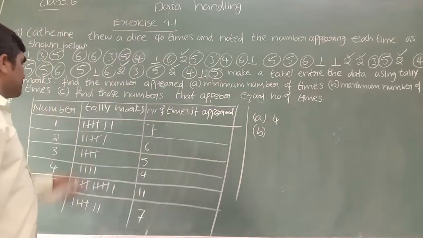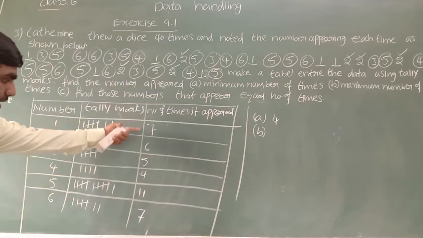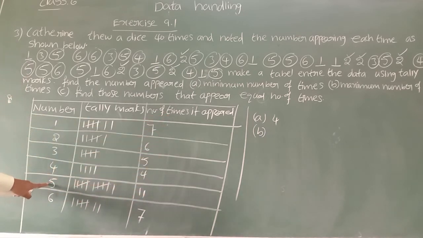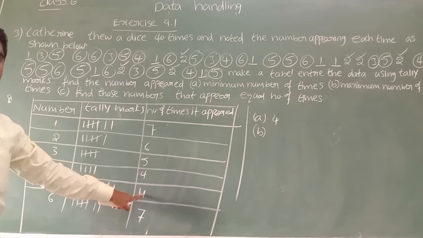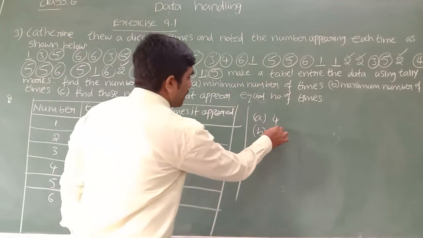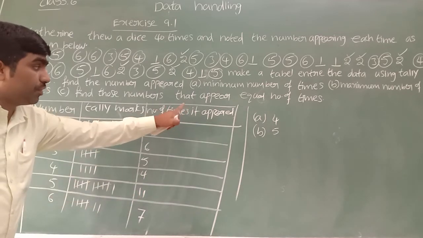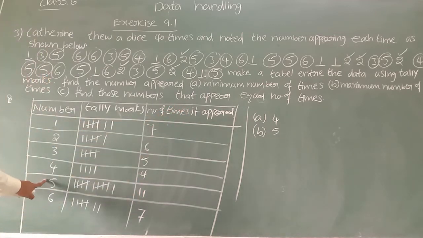Maximum number of times. You can see which number is appearing the maximum number of times. 11 times. Which number? 5. 5 is the number which appeared the maximum number of times. So we can write 5. Don't write 11; that tells how many times it appeared. Who appeared? This number 5. So 5 is the number which appeared 11 times.